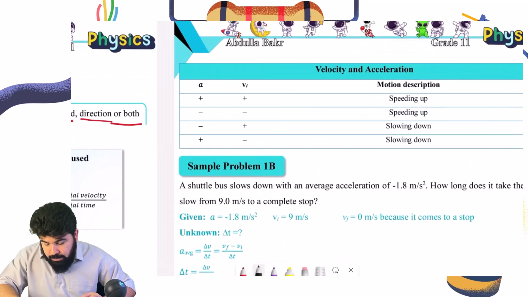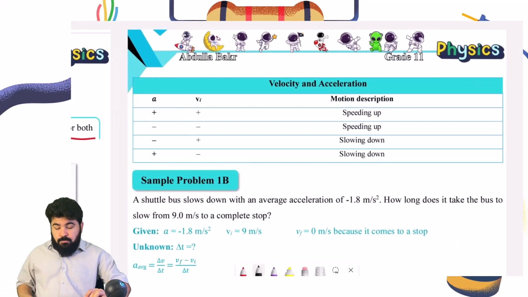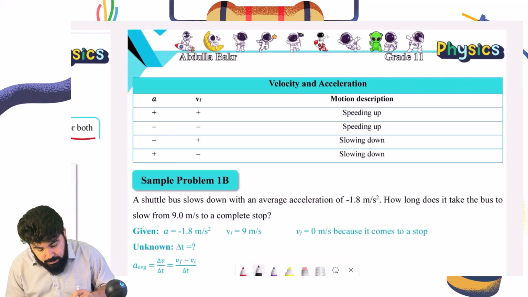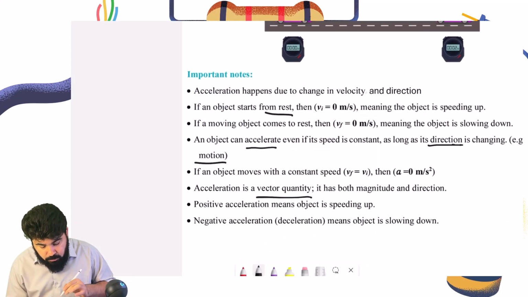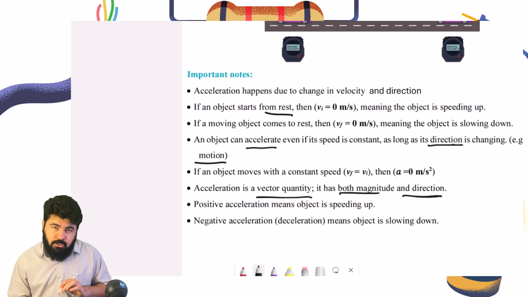Now we have these notes too. I think we forgot one point here: acceleration is a vector quantity. It has both magnitude and direction.